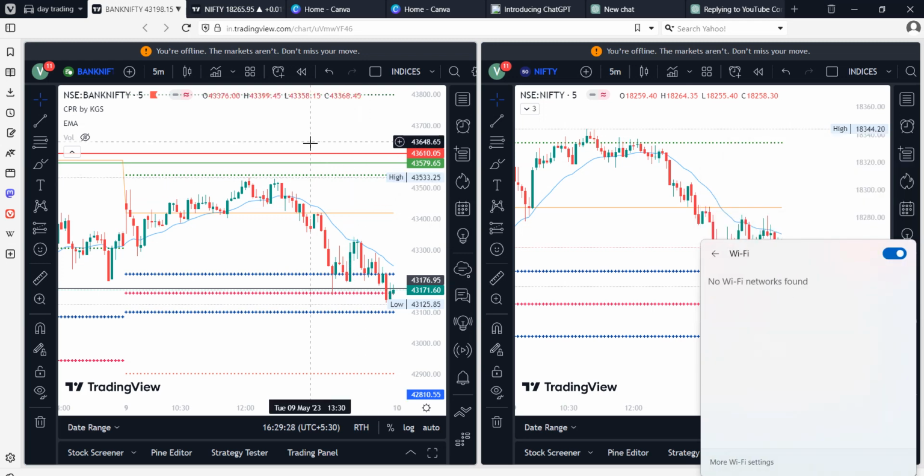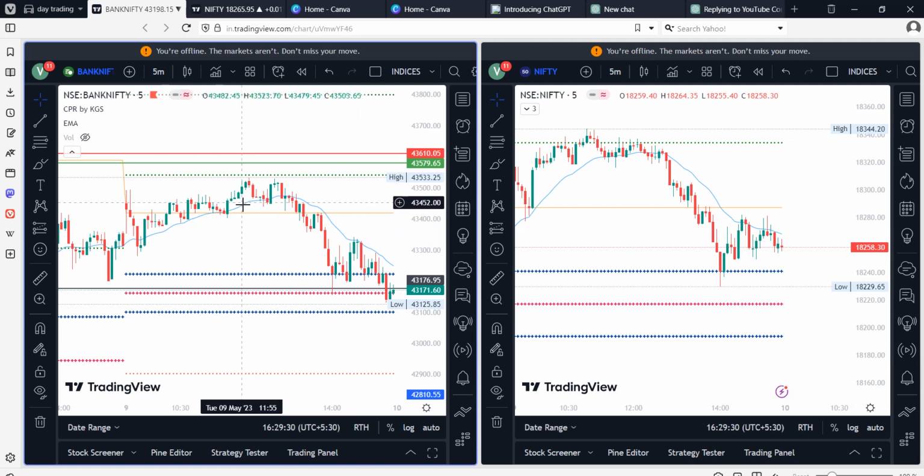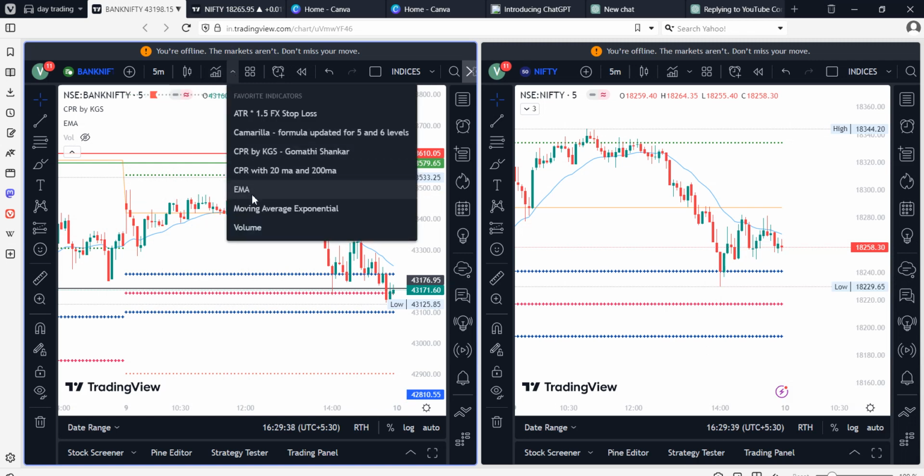Okay, this is the 20 EMA. I will tell you, you have to go here, the indicators, metrics and strategies part, and search for EMA. Like this, search for EMA, and you are going to get EMA for 20. In this way you can put it in your charts.